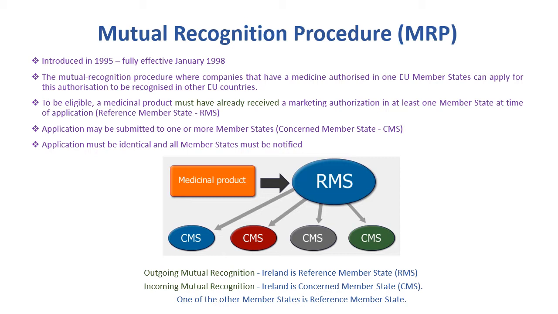So if you are selling a product in Ireland and you have a marketing authorization in Ireland and you want to sell the product in other countries like France, Germany, Netherlands, then Ireland will be your reference member state, and France, Germany, and Netherlands will be your concerned member states, and it can be in the opposite direction as well. So that's how you decide when you want to go for the mutual recognition procedure.